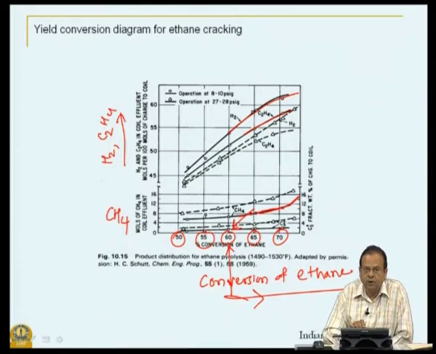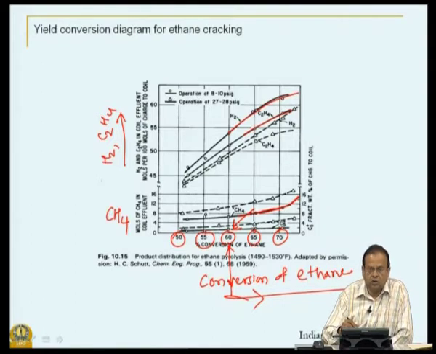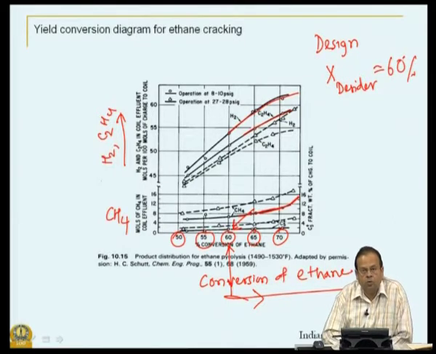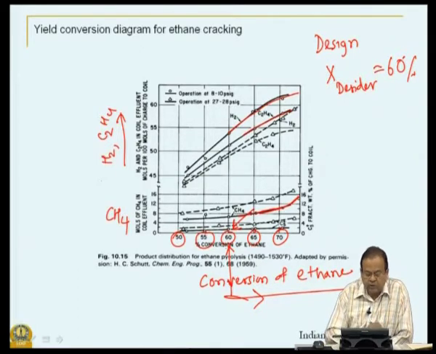Now, remember this is a multiple reaction. So, 100% conversion of ethane does not mean an equivalent amount of ethylene being formed. In fact, as this study shows, you will get more and more methane at higher conversions. So, the design objective here, the conversion desired, is not 100%, but roughly 60% or 0.6. So, that is one aspect.